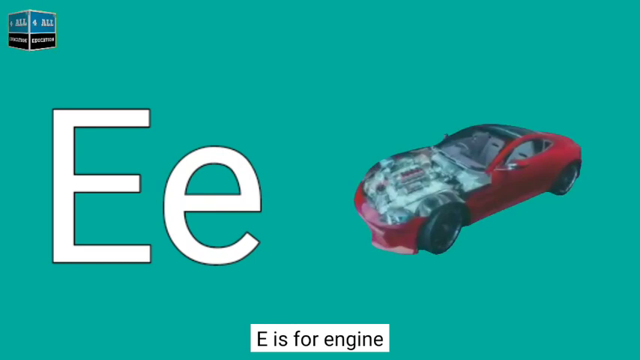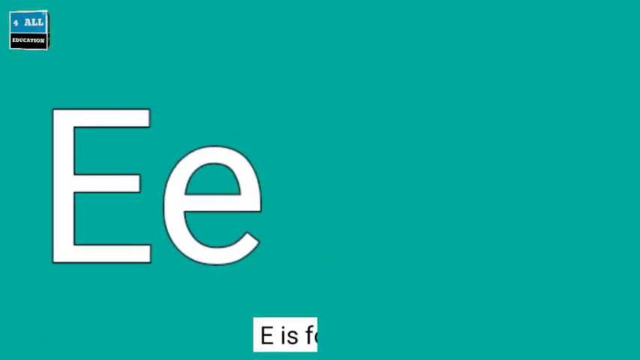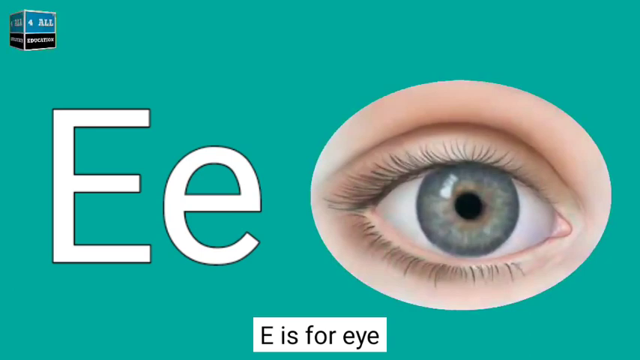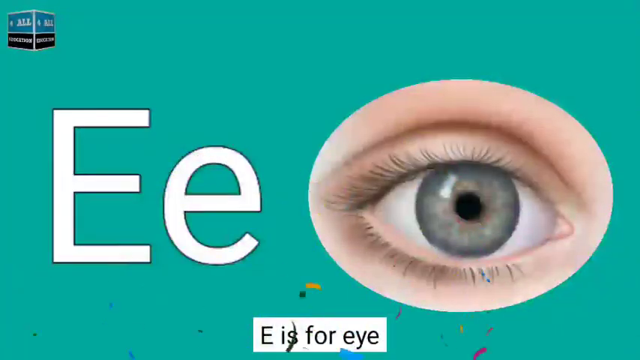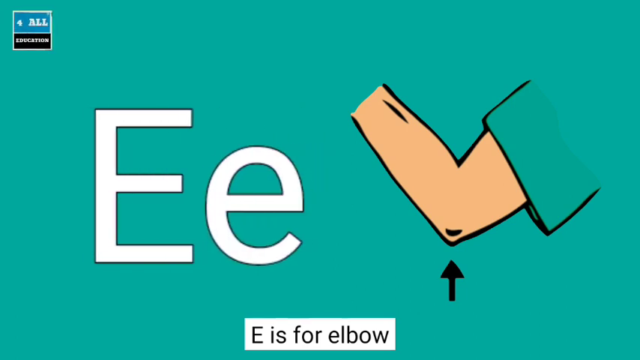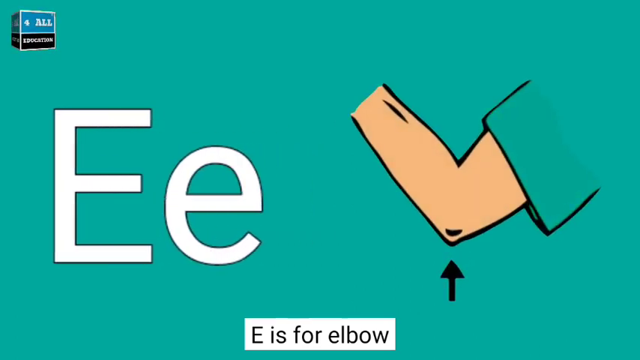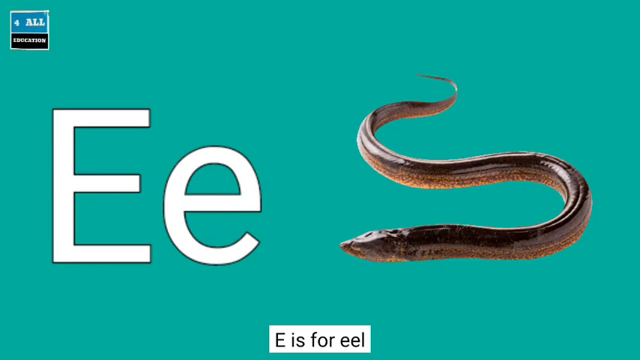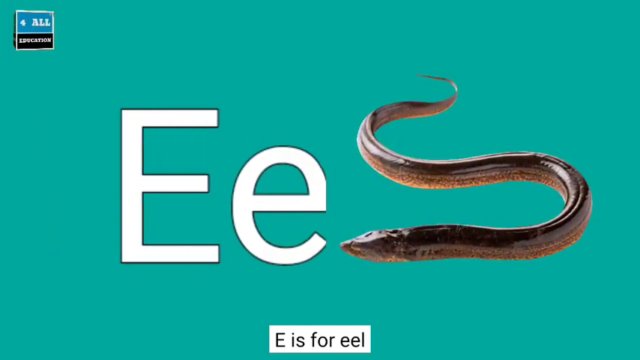E is for engine. E, engine. E is for eye. E, eye. E is for elbow. E, elbow. E is for eel. E, eel.